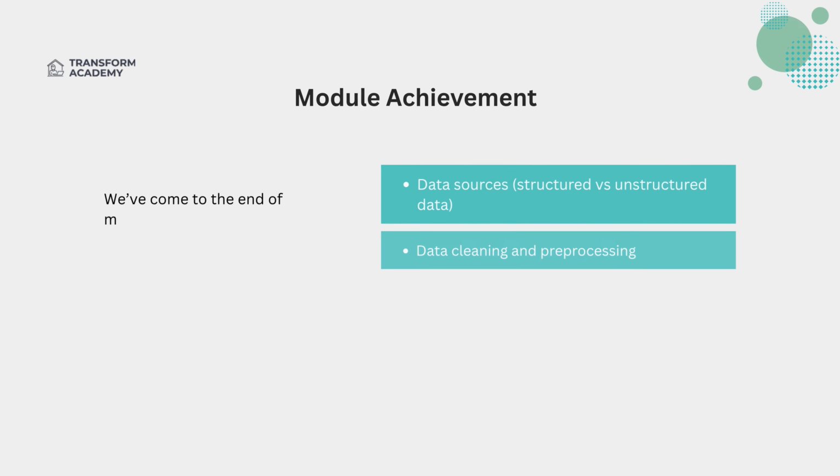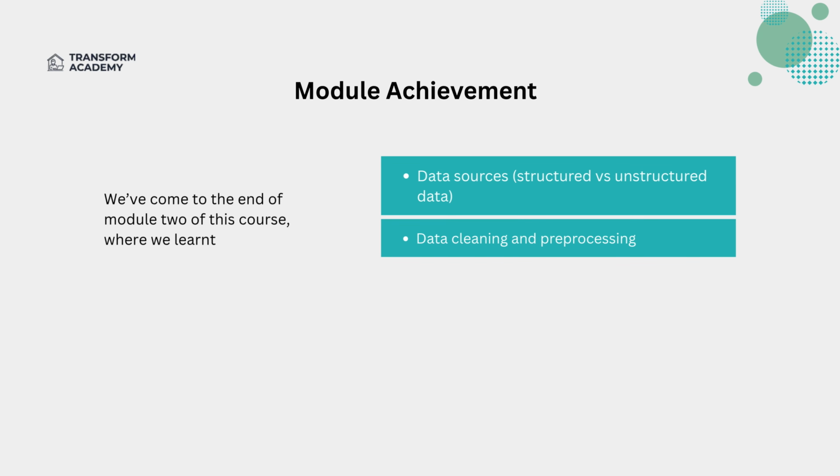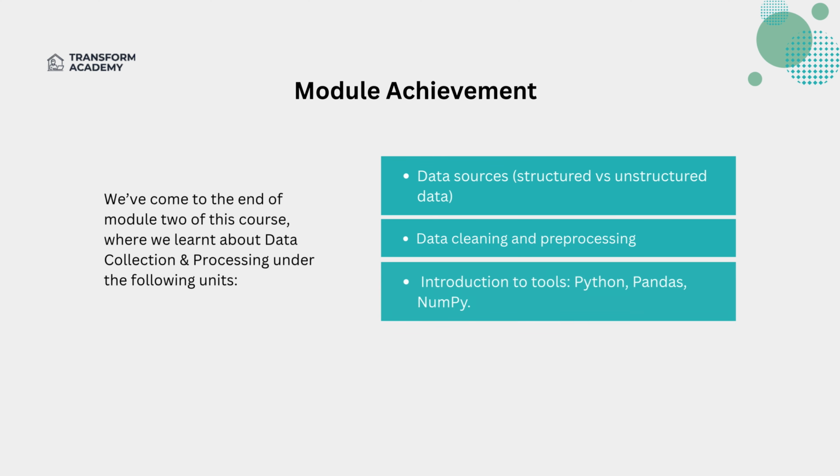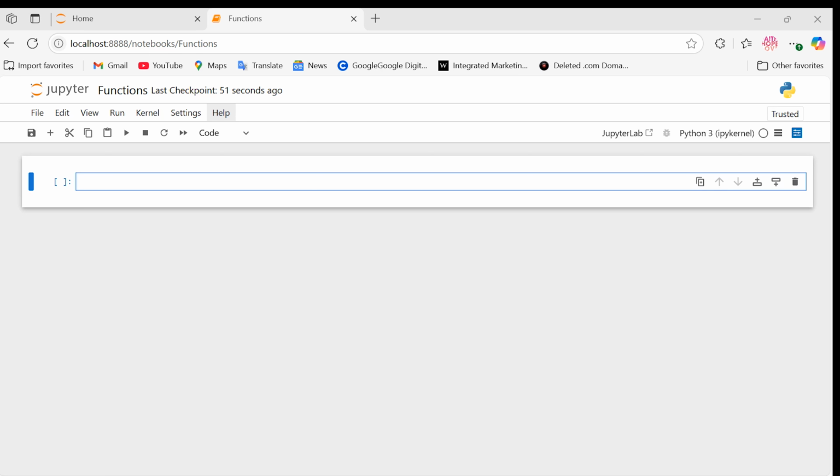We've come to the end of Module 2 of this data science course, where we learned about data collection and processing under the following units: data sources, which includes structured and unstructured data, data cleaning and preprocessing, and introduction to tools such as Pandas, Python, and NumPy. In the next module, we will be delving into exploratory data analysis.